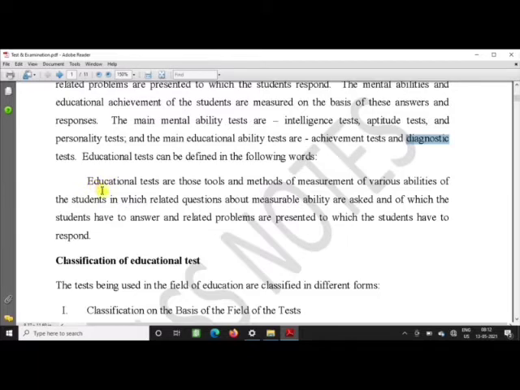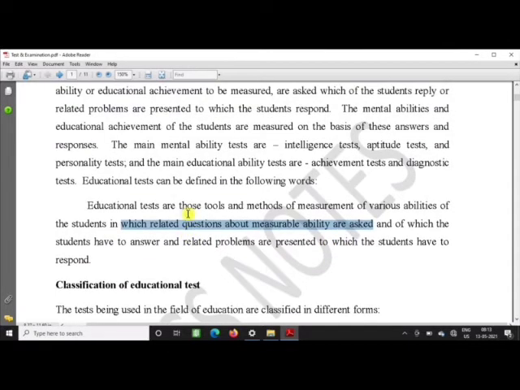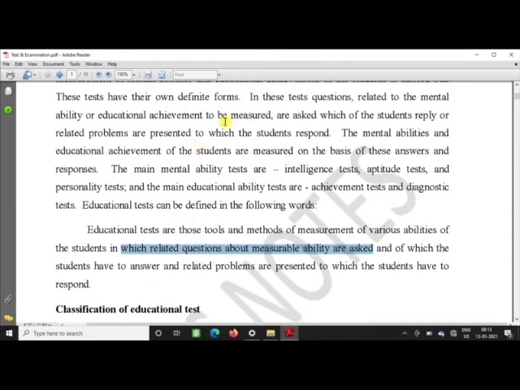So educational tests can be defined in the following words. Educational tests are those tools and methods of measurement of various abilities of students in which questions about measurable ability are asked, which the students have to answer, and related problems are presented to which students have to respond. This is the same thing that I have mentioned here, that questions related to your academic subjects will be asked, and students will respond to those questions accordingly.